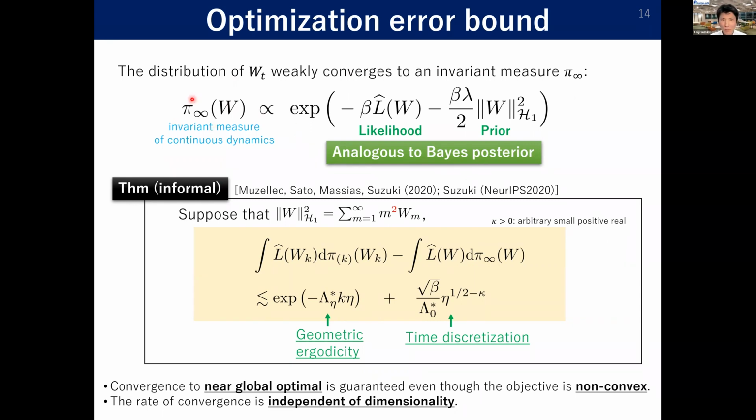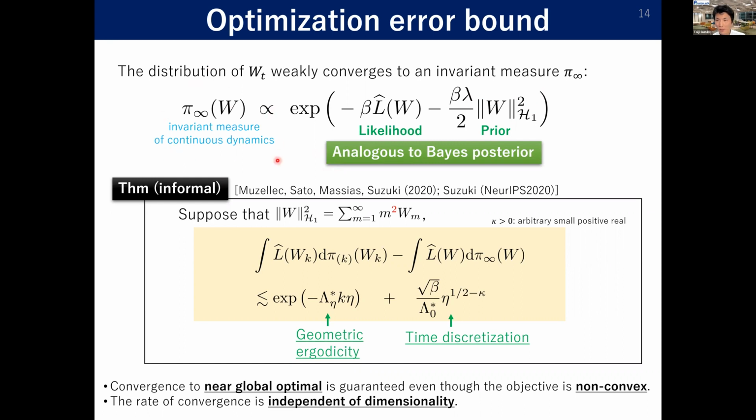The invariant measure of the gradient Langevin dynamics is given by exponential minus beta times the objective function. Therefore, if beta is large, the invariant measure concentrates around the optimal solution of the objective function. The important point here is that this is a kind of Bayes posterior distribution. This is a likelihood function, and this is a prior distribution. More precisely, this is a Gaussian distribution, and because this is an infinite dimensional situation, a Gaussian process prior is coming in here. So the invariant measure becomes something like a Bayes posterior distribution with a Gaussian process prior distribution.